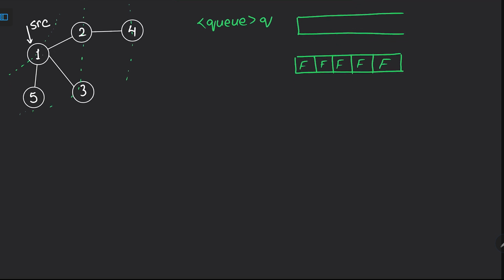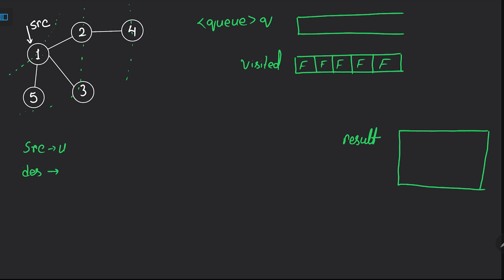And then this is our visit, and we will take our result indexes, where this will be our result. And for the source we will represent the U, and destination means another vertex, which will be V.